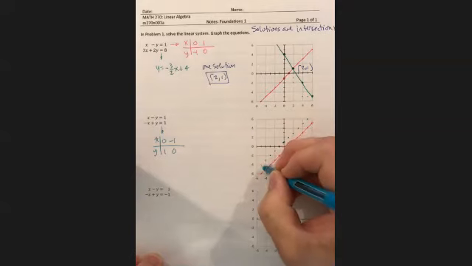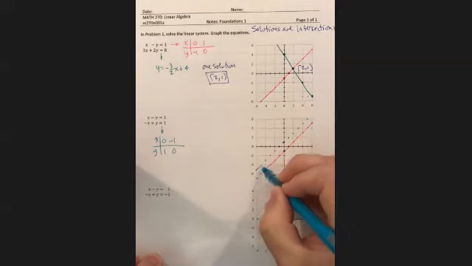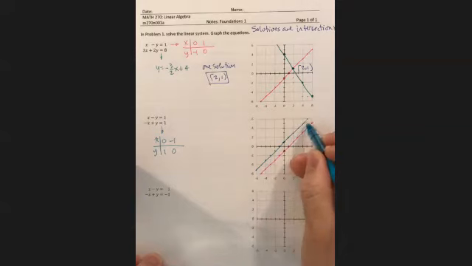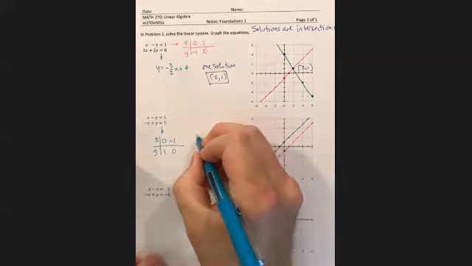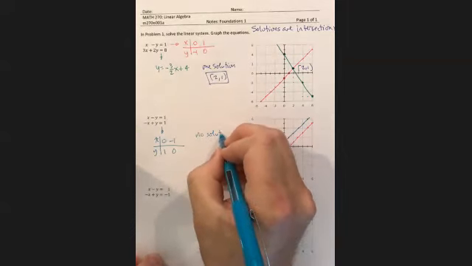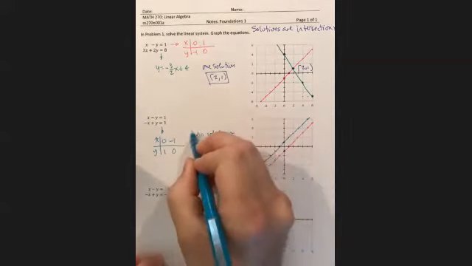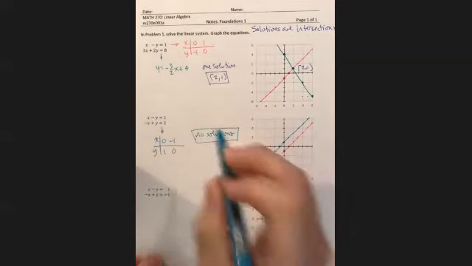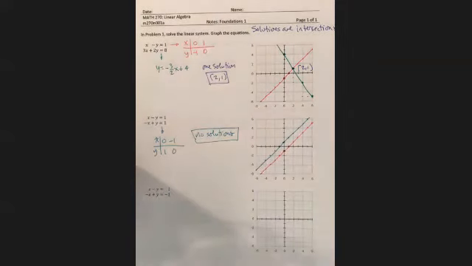What we end up with here is parallel lines. Since parallel lines do not intersect, we have no solutions. Any questions? All right, so we ended up with no solutions in this case because the two lines were parallel.